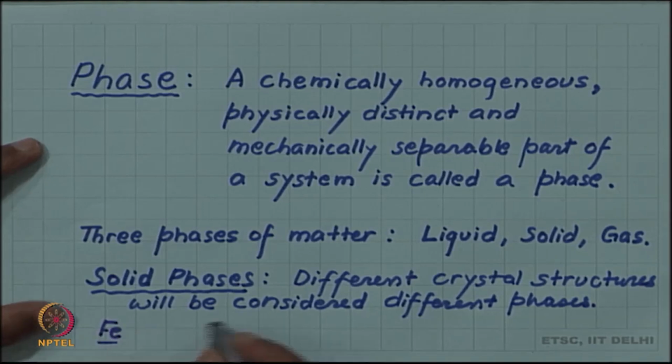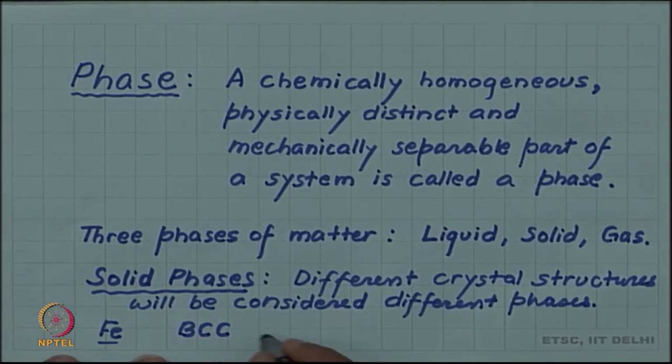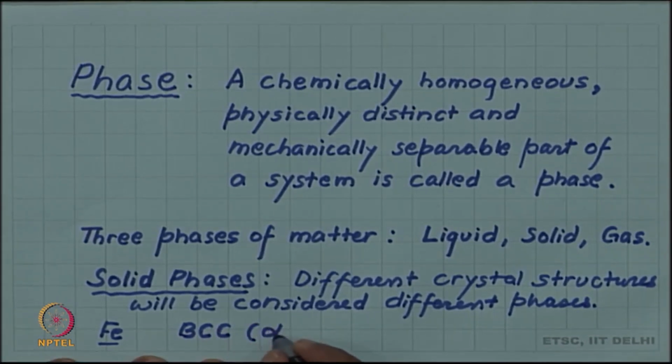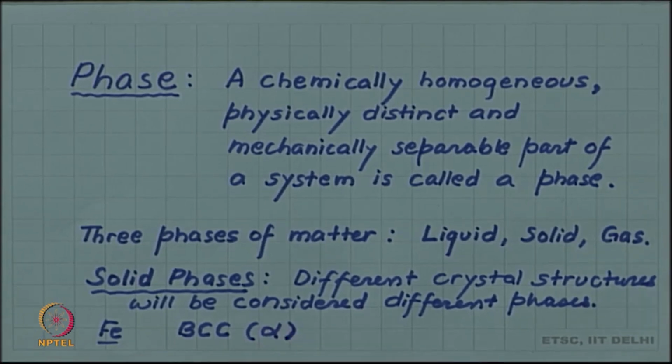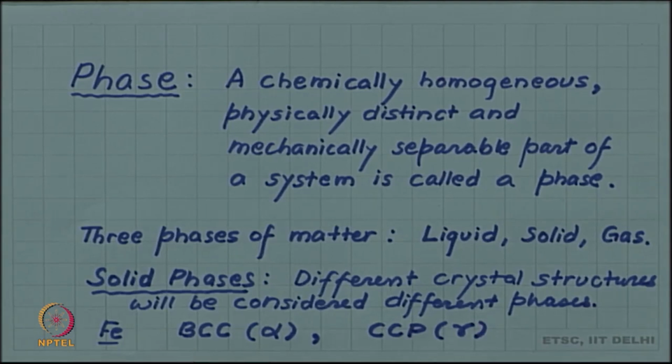So, iron at room temperature is body centered cubic, and that is considered to be the alpha phase of iron. But at high temperature, it will be cubic close packed, and this is considered to be the gamma phase of iron. We will spend quite some time later on the phases in iron and in iron carbon system, which constitutes steel, which is an important engineering alloy.